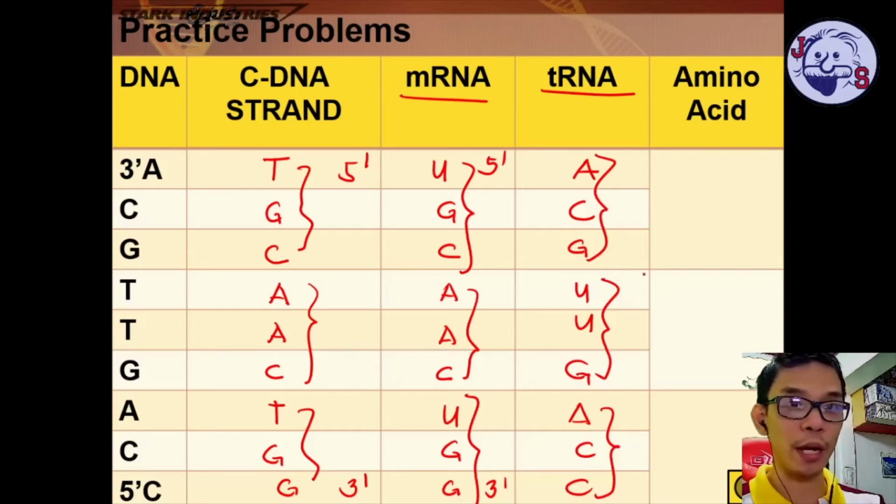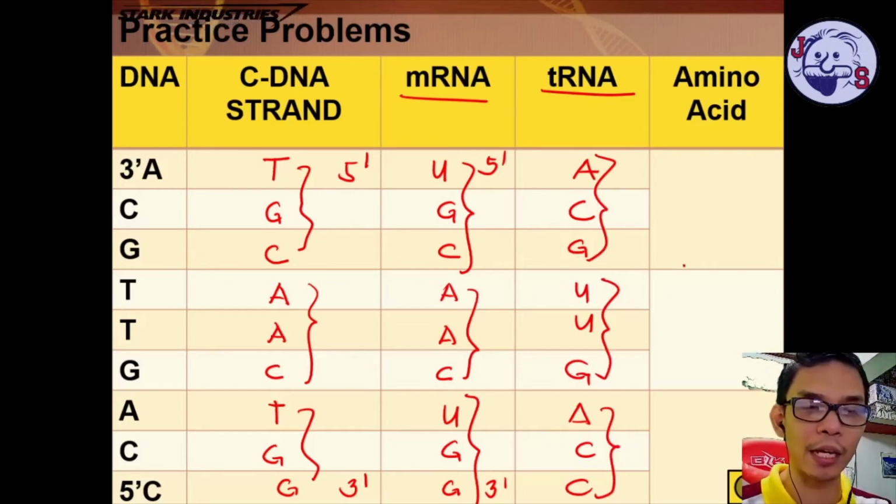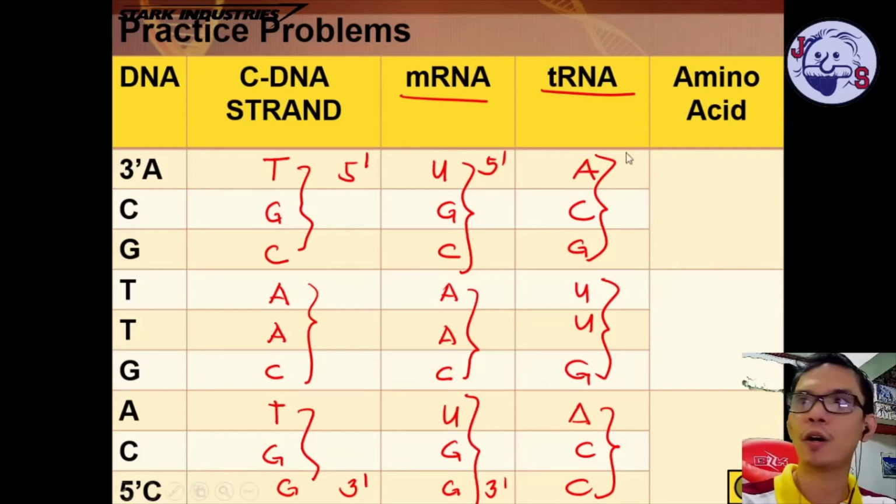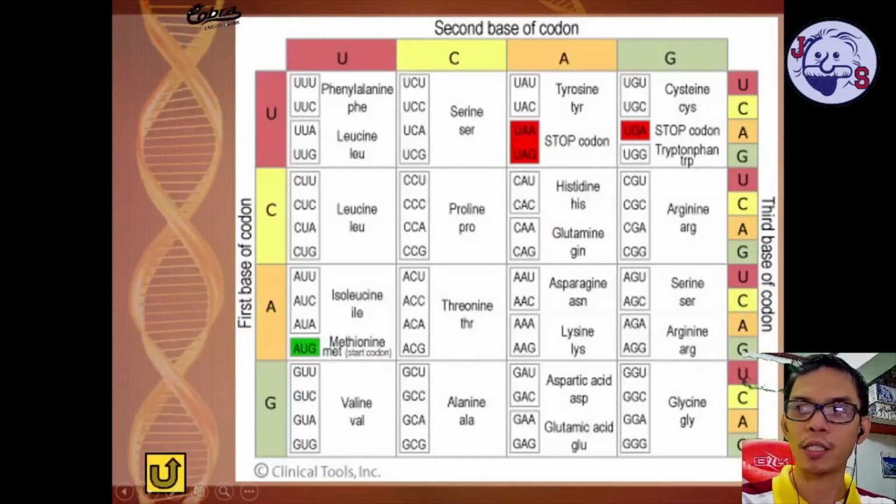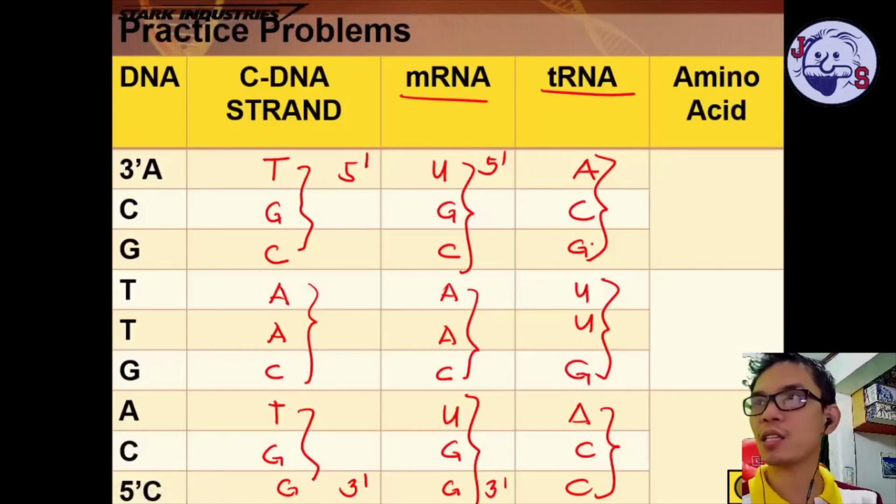We are done with the tRNA, so let's take a look at the amino acids translated from that DNA segment. The first one was UGC. Let's take a look: U, G, C. That is cysteine.